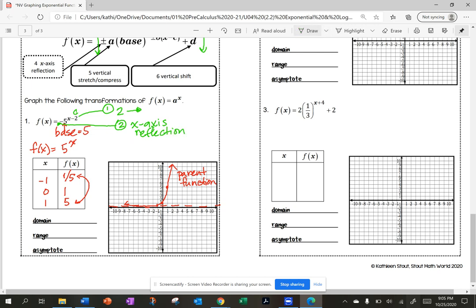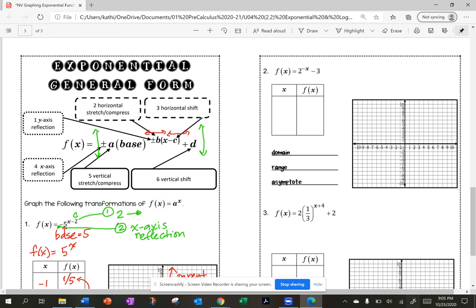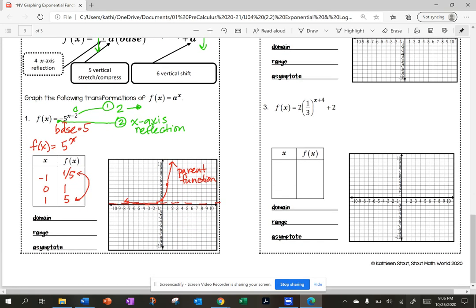I want to review the way I remember these. I know the x-axis reflection is first and the y-axis reflection is second. So I know they're in ABC order, just like x and y are in ABC order. That's part of how I sort those out and memorize those.